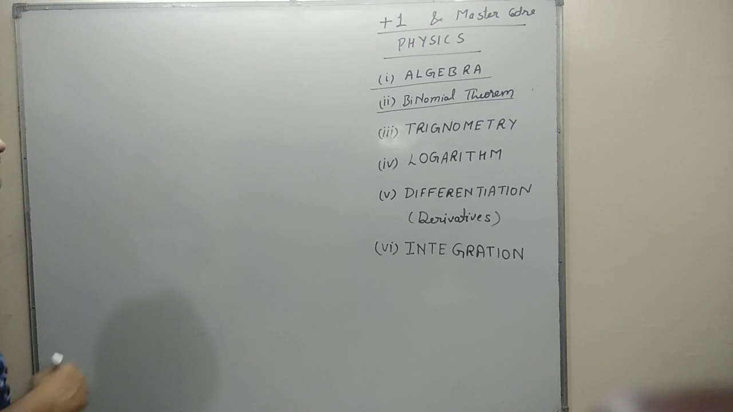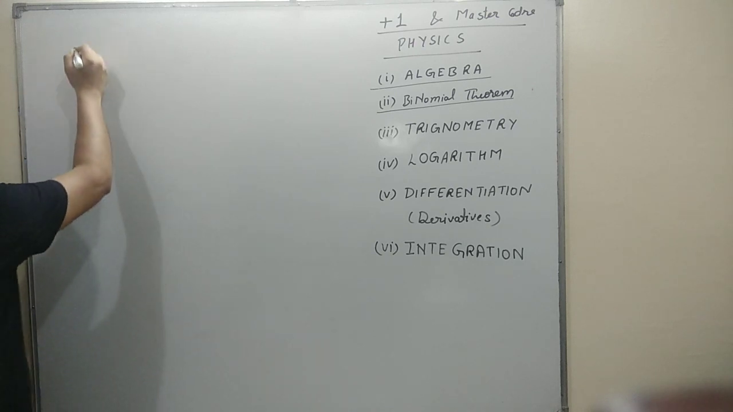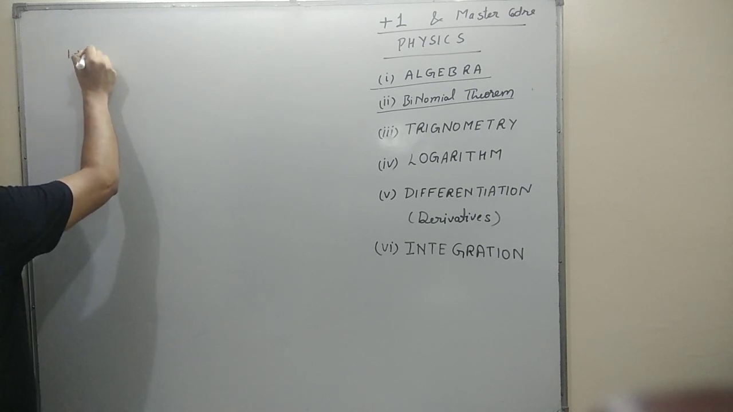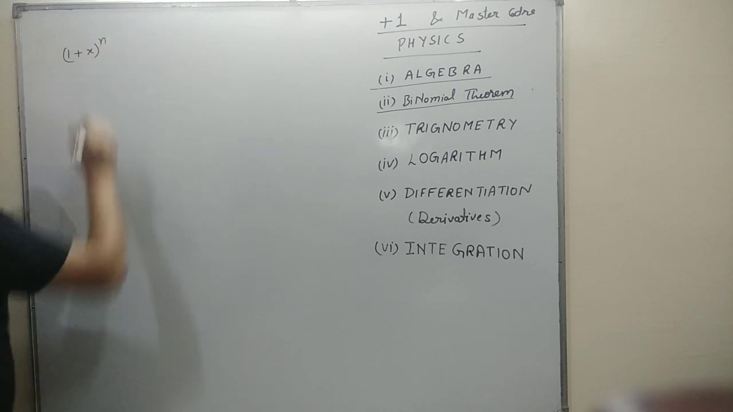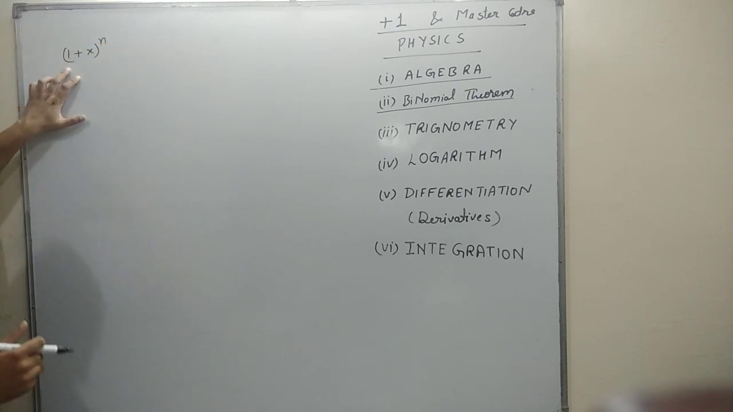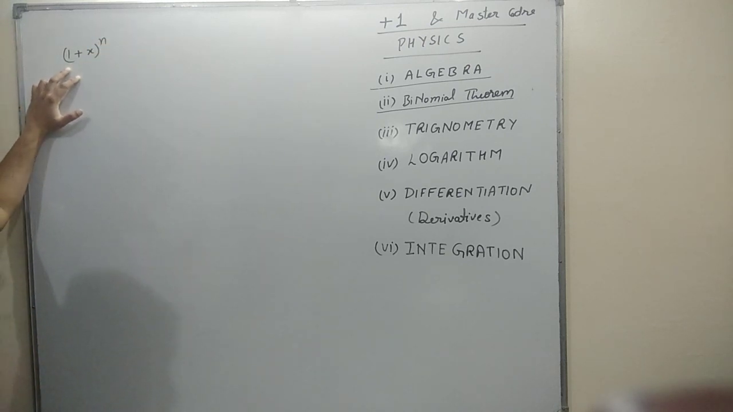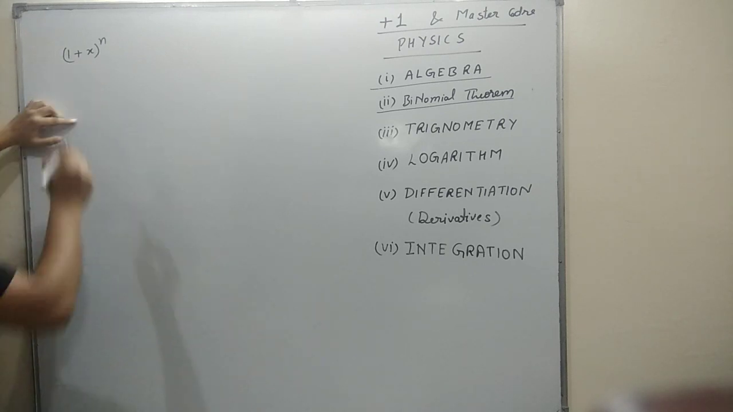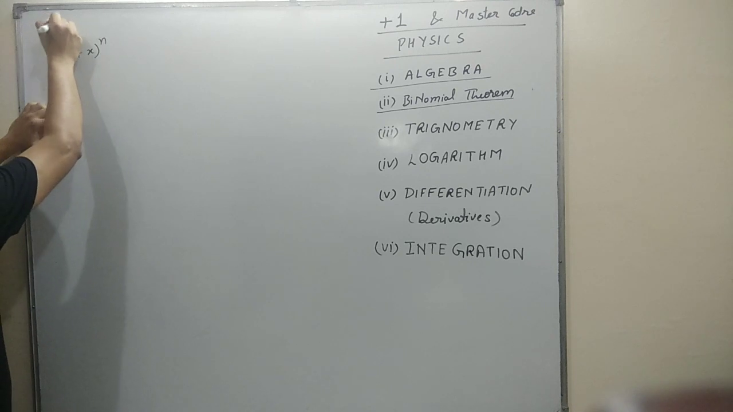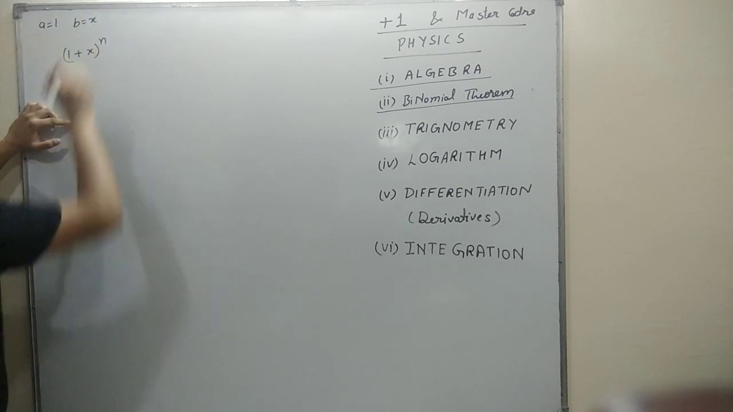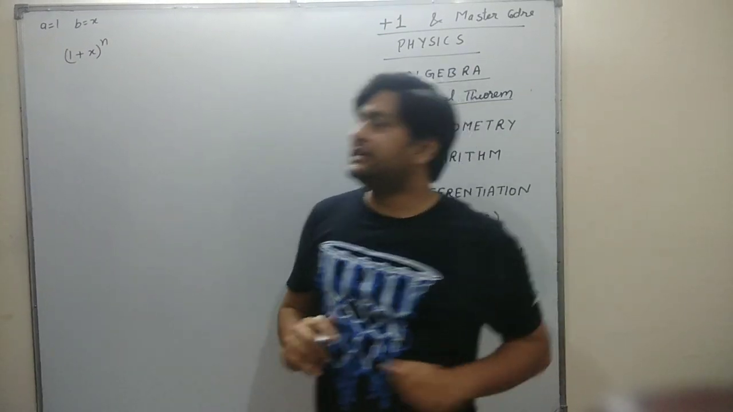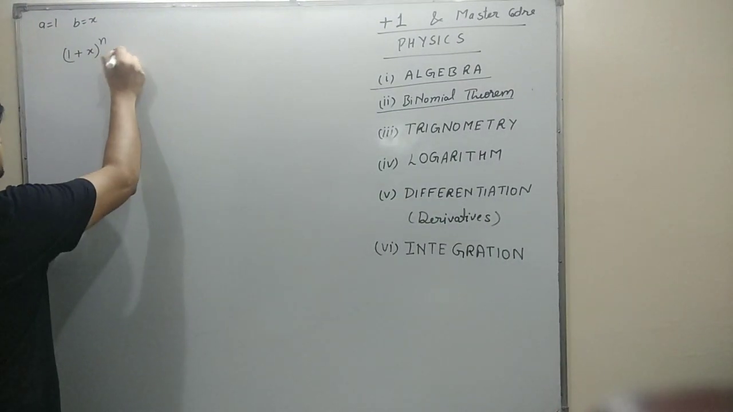Let's solve one problem with the binomial theorem. If we replace a by 1 and b by x, means put a is equal to 1 and b is equal to x in your binomial theorem, then you will get a very interesting result. What is that?